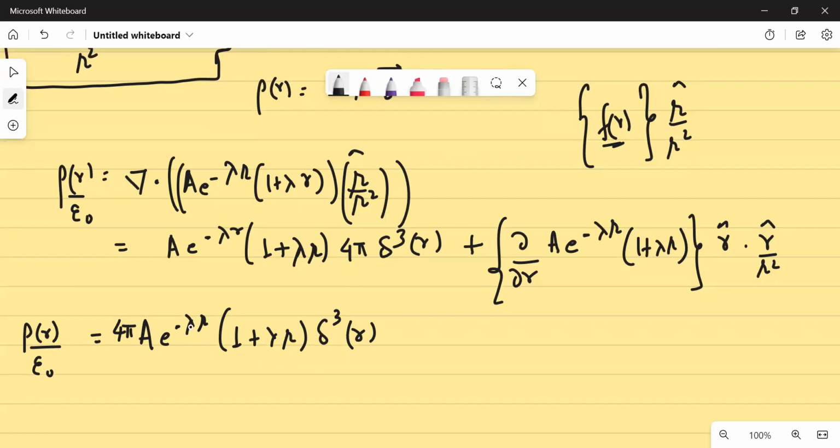But you cannot argue in the examination why they have forgotten this particular term. Because they know how your Dirac delta function behaves: it is non-zero only for r equal to 0. If r is not equal to 0, then all these terms are 0. So forget about it. At r equal to 0, this will become 1, this will become 1 plus 0, and this will become e to the power 0. So you can simply say that at r equal to 0, I have this 4 pi A as an accompanying term. Is that clear?